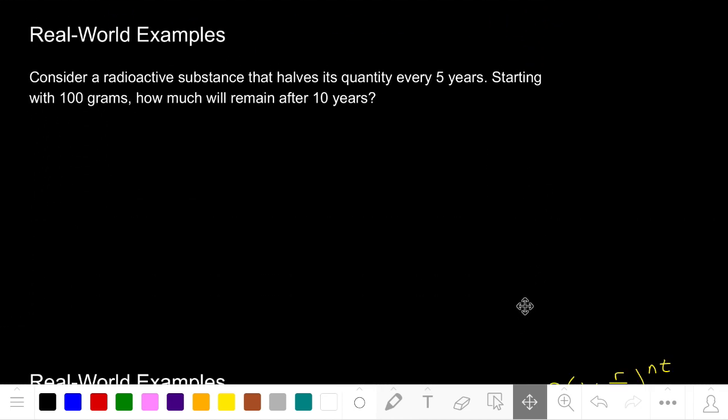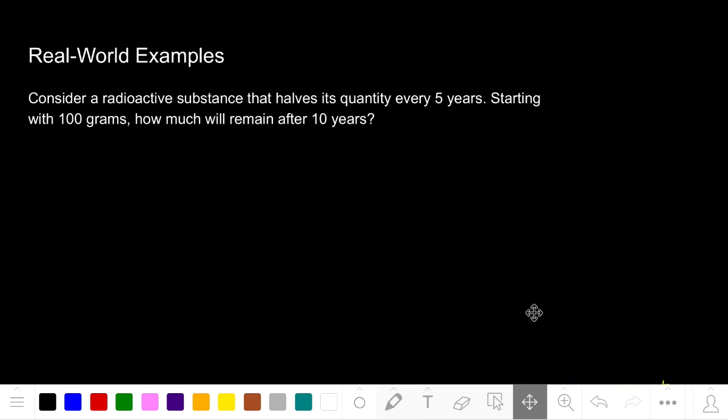Another example is radioactive substances. A radioactive substance halves its quantity every 5 years. Now this one, when we plug it into our formula, is going to require a little bit of tweaking, but that's okay. I'll show you how to do it. Starting with 100 grams, how much will remain after 10 years?